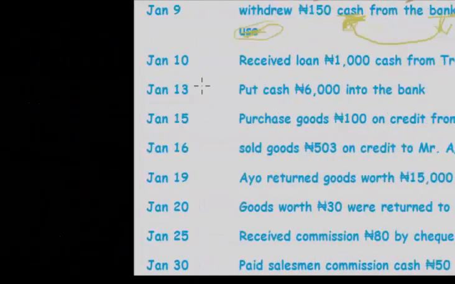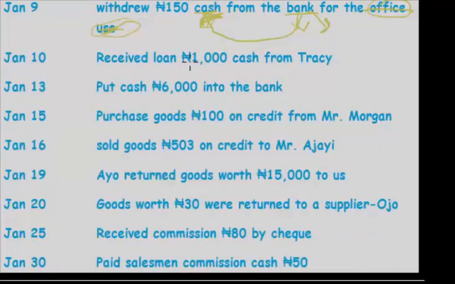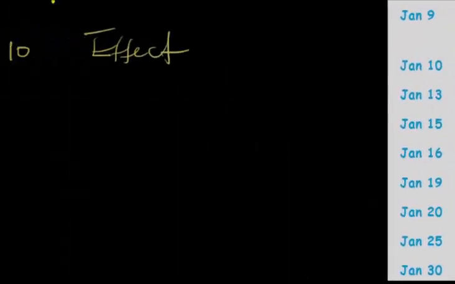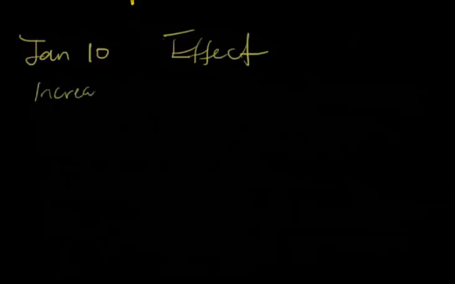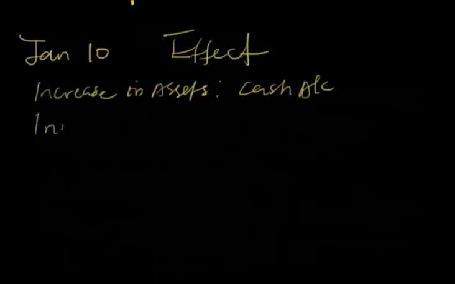January 10th, received loan 1,000 naira cash from Tracy. What's the effect of this transaction? So Tracy is given to cash in form of loan. The effect, so there will be an increase in assets because Tracy gave cash, increase in assets, and these assets will be cash accounts. And there will also be an increase in liability because of the loan.